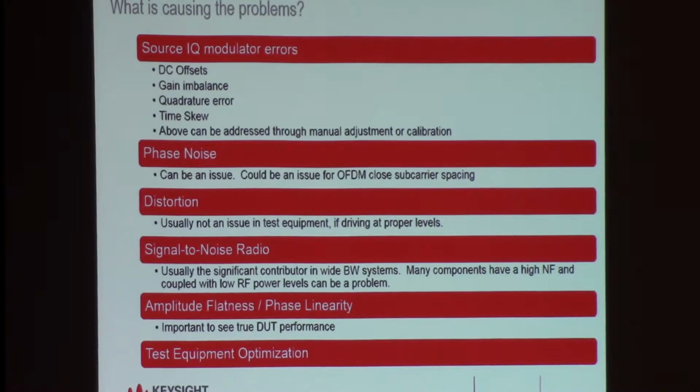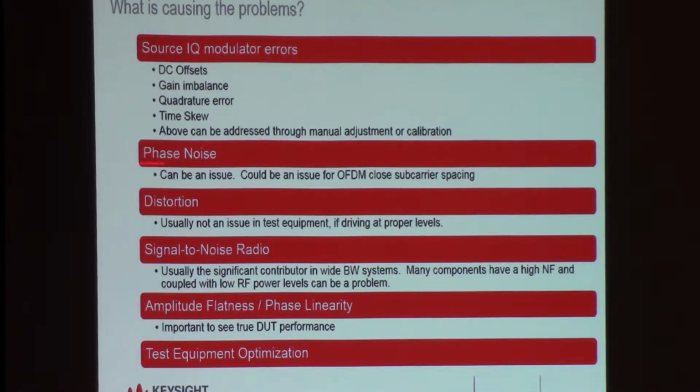Phase noise can also be a problem. Normally the test equipment has very good phase noise, and we have options for even better phase noise performance on many of the instruments. Phase noise can be an issue for some types of modulation, like OFDM, where we have very narrow spaced subcarriers. Although at the higher frequencies, we tend to see the subcarrier spacing is wider, and the close-in phase noise would then be less of an issue. It's hard to get the close-in phase noise lower usually.